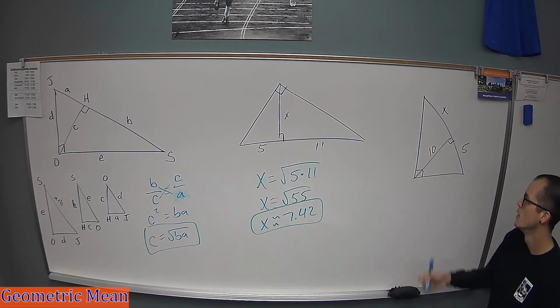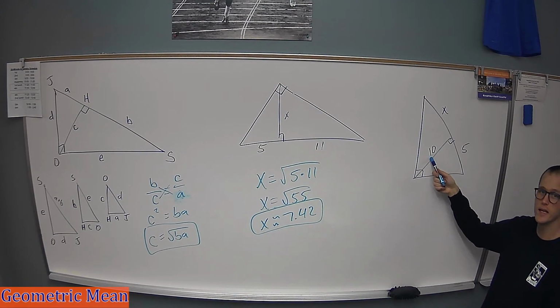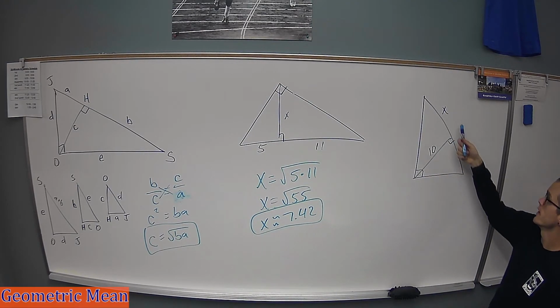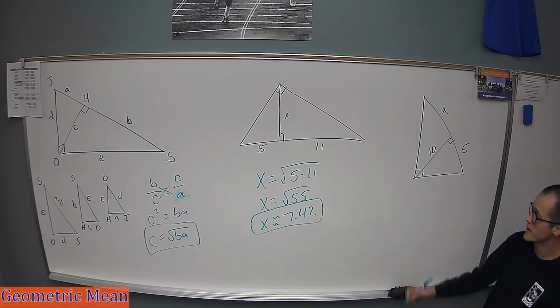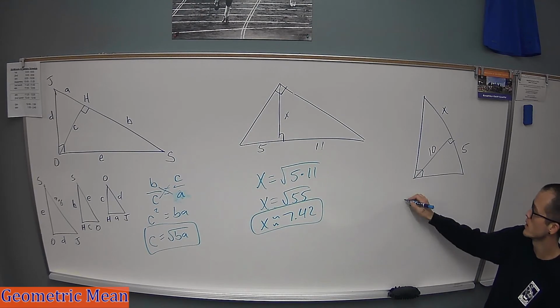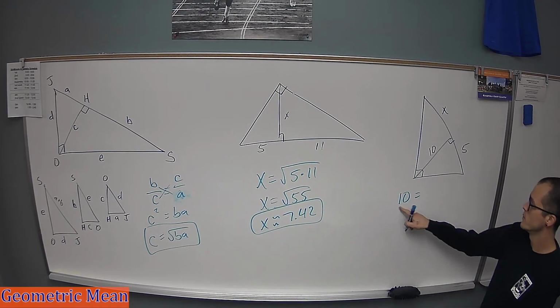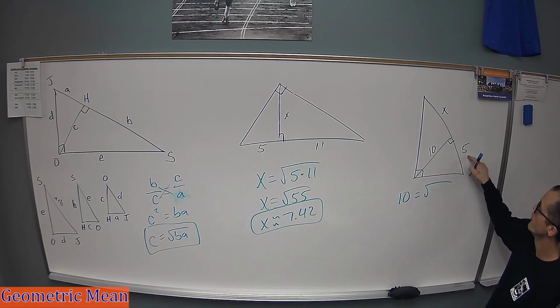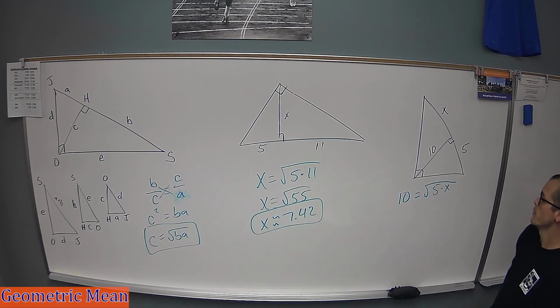Sweet. Let's do one more example here. In this case, we actually have the altitude. It has a length of 10, and we have one of the short legs, but we're missing this long length here. So we're going to set it up similarly. Instead of X being on the left-hand side, we actually know what the altitude is. So it's going to be 10 equals the square root of 5 times X. And it's probably a little uncomfortable having an X under the radical, but we can live with that.